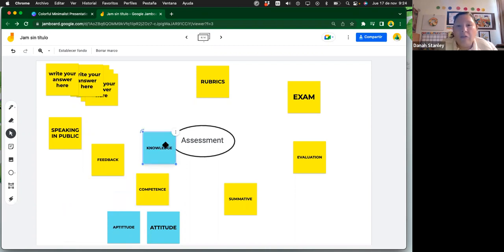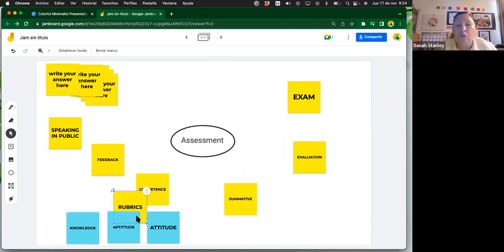And knowledge is related to exam and evaluation. And the exam and the evaluation are summative. To evaluate these aptitudes and attitudes, I'm going to use the rubrics. And who can tell me a very practical and easy form to make rubrics for my classes?